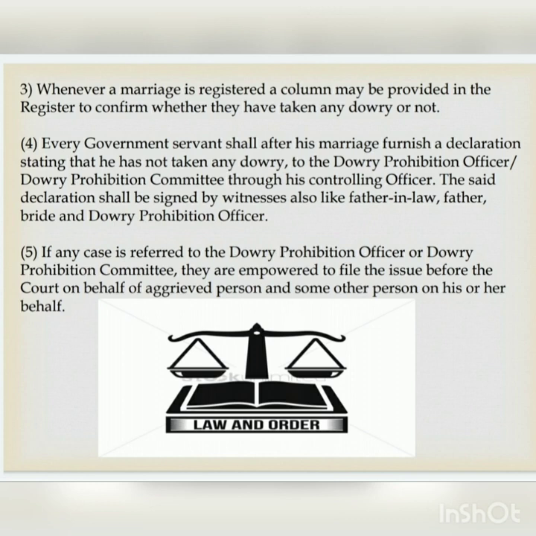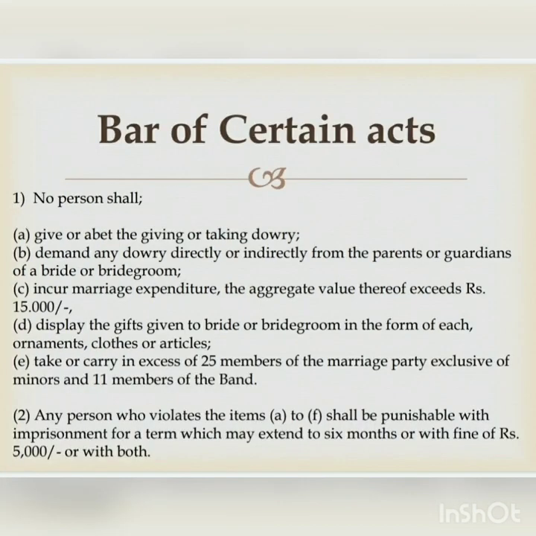Bar of certain acts. 1. No person shall: a. give or abet the giving or taking of dowry, b. demand any dowry directly or indirectly from the parents or guardians of a bride or bridegroom, c. incur marriage expenditure, the aggregate value of which exceeds Rs. 15,000, d. display the gifts given to the bride or bridegroom in the form of cash, ornaments, clothes or articles, e. take or carry in excess of 25 members of the marriage party, exclusive of minors, and 11 members of the band.